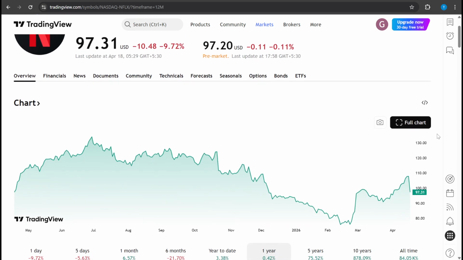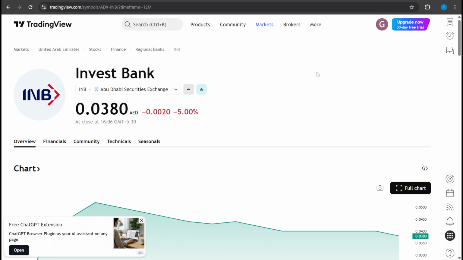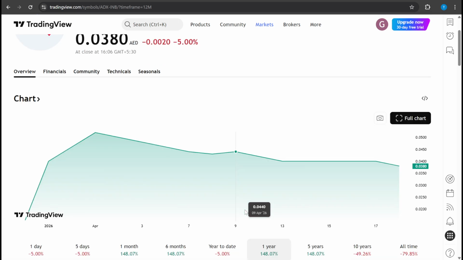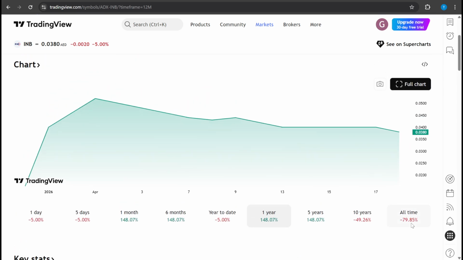a market downturn. Then there is the concept of zero beta. These are assets with no correlation to market movements whatsoever. This category often includes cash or specific decoupled equities. For instance, Investbank on the Abu Dhabi exchange has a beta of 0. When a stock has a beta of 0, it means its price movements are independent of whether the S&P 500 is soaring or sinking. It simply marches to the beat of its own drum.